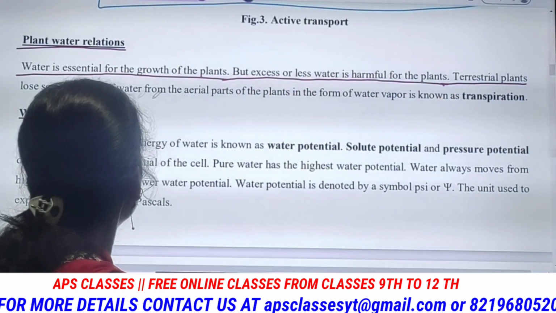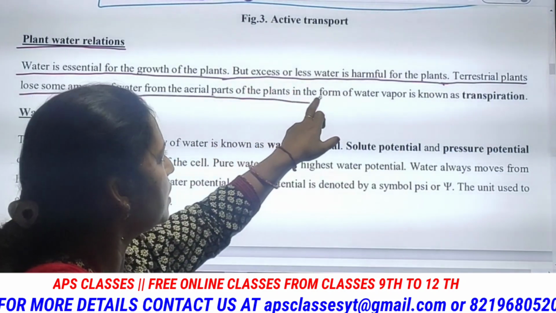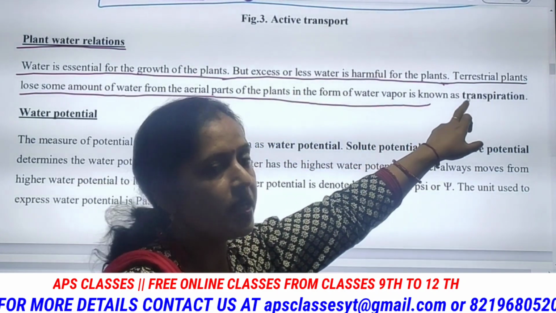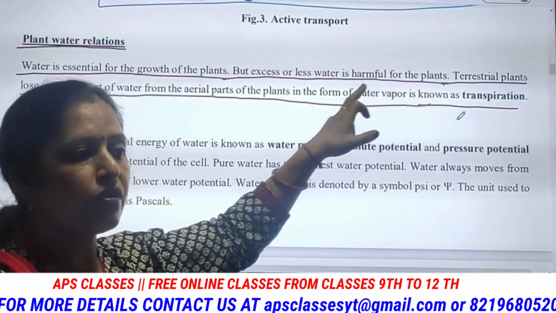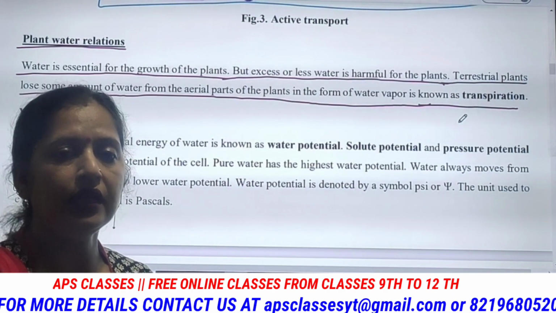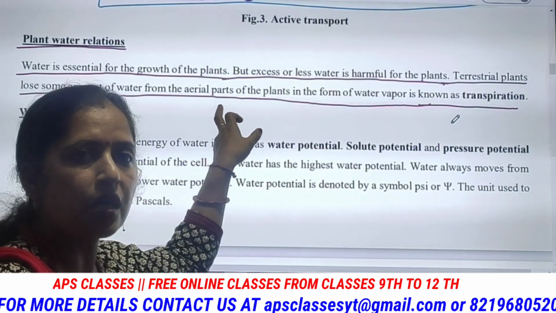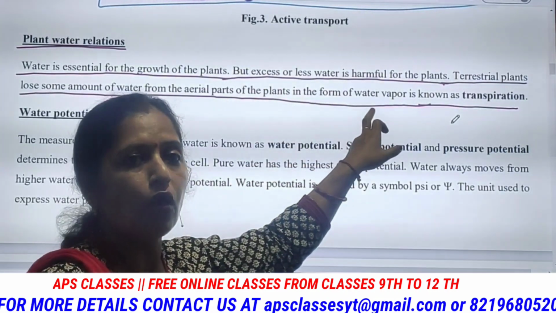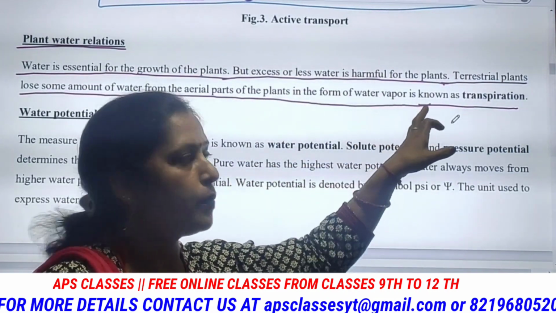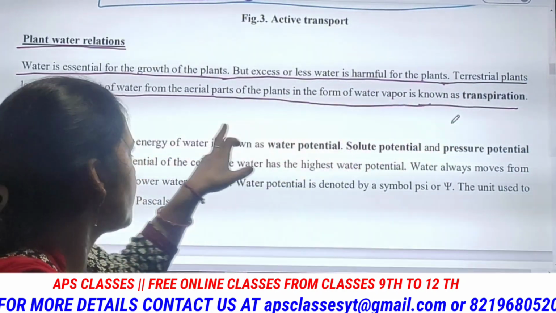Terrestrial plants lose some amount of water from the aerial parts of the plant in the form of water vapor, which is known as transpiration. Especially terrestrial plants lose some amount of water from the aerial parts of the plants in the form of water vapors, and these water vapors loss is known as transpiration. That process is known as transpiration.